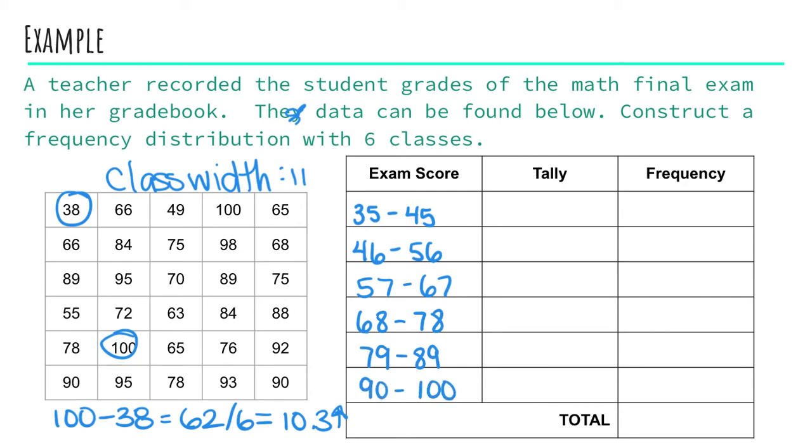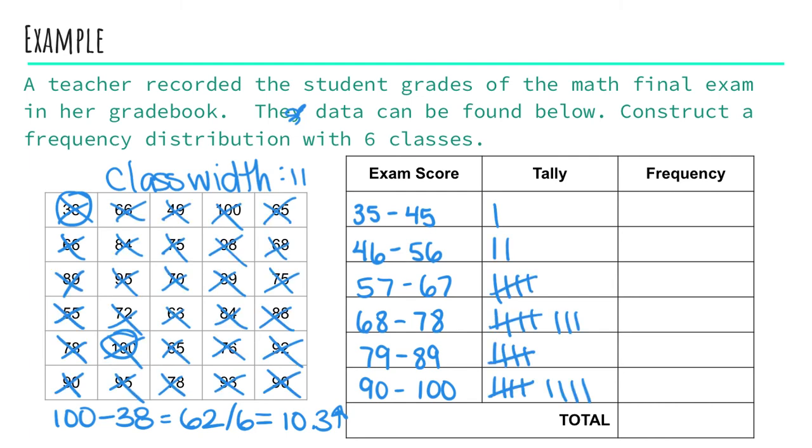All right, now that we have written down our classes, we can start tallying up the data. Let's start with 38. 38 falls between 35 and 45. Cross this off. 66 falls between 57 and 67, so I'm going to cross this off. I'm going to go ahead and pause the video and finish this for us so that we save time.